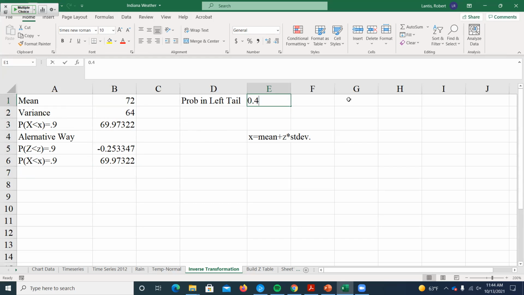I could find the cutoff score for 50%. What should that be? If we find the score that has 50% to the left, it should just be the mean. So what's my mean here? 72. Sure enough, if I want that probability of 0.5, that cutoff would be that mean of 72. Any other questions on this before I keep moving here?